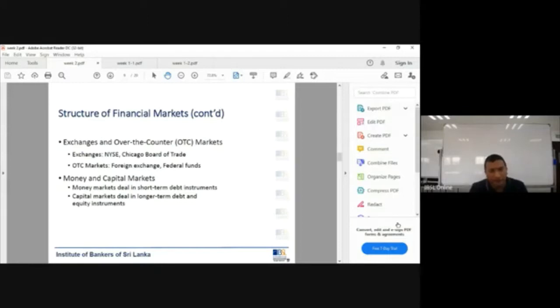But going forward, foreign exchange would come into a screen-based structure in Sri Lanka also, including the bond market, where we don't have fully fledged screen-based trading. We have limited screen-based trading in Sri Lanka now. In future, you will see that this is changing. So the structure has exchanges and OTC. And then you see segregation of the structure in terms of money and capital markets. That's based on the duration of the transactions that you enter into.